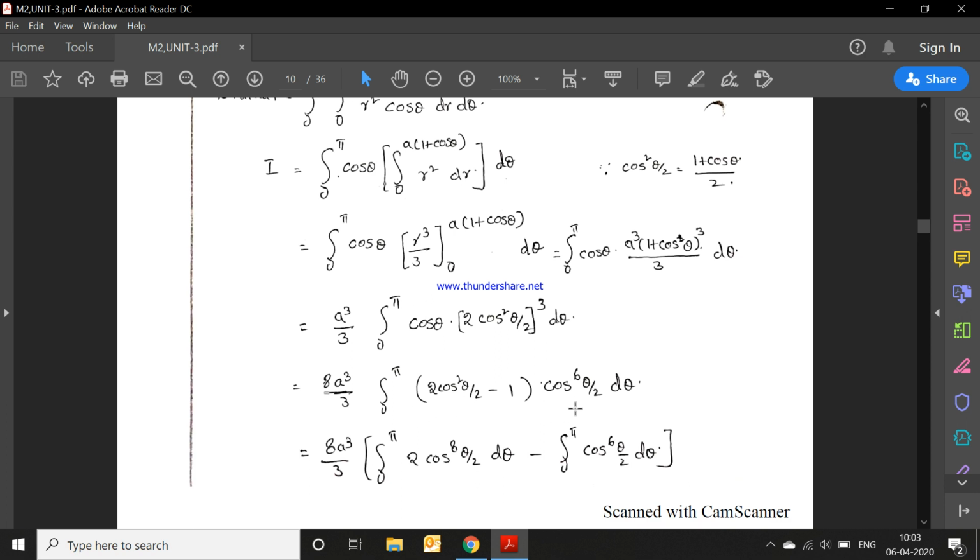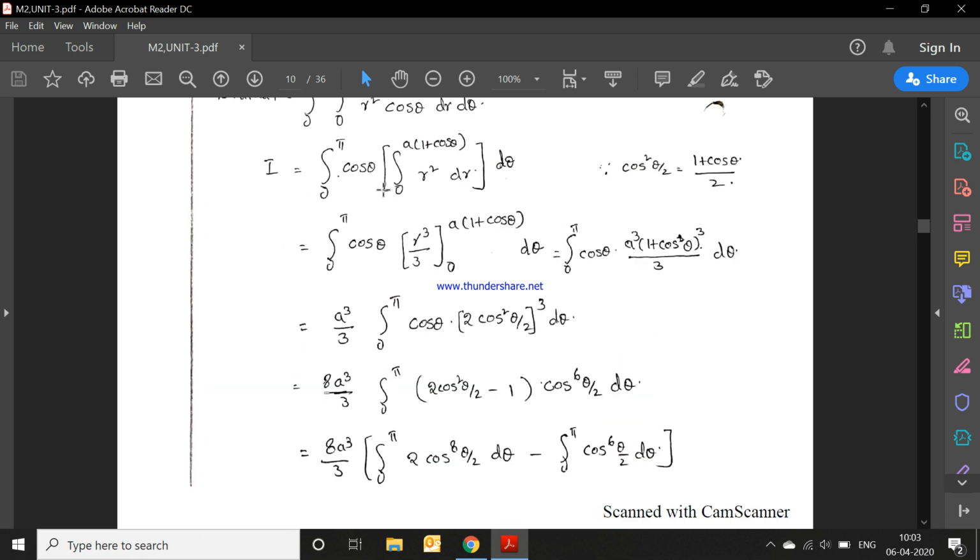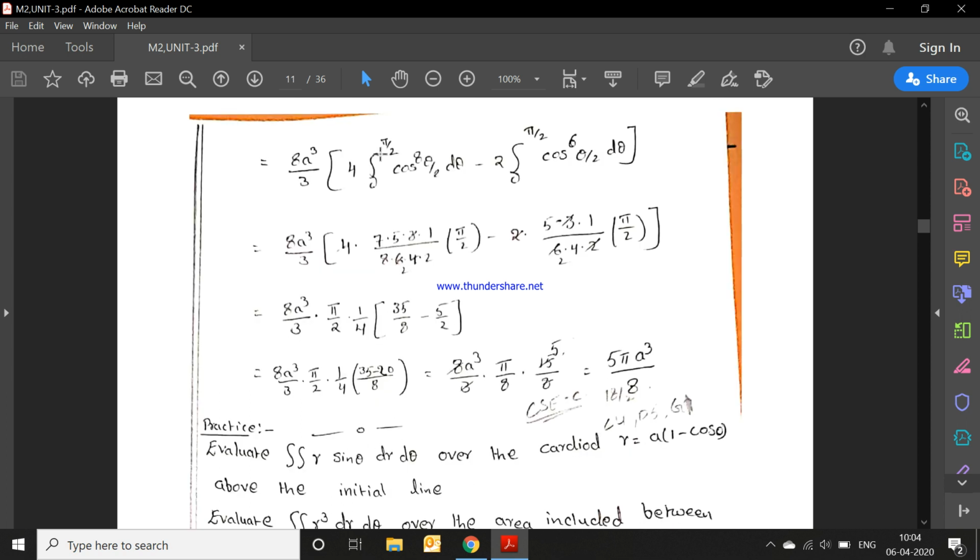I am separating it into 2 integration parts by using 2 terms. So 2 into cos square, cos power 6, gives 2 cos power 8 theta by 2 d theta minus 1 into cos power 6 theta by 2 d theta. Limits are 0 to pi. Now I am changing the limits 0 to pi to 0 to pi by 2 by multiplying with 2. Already 2 is there. So that is 4 integral 0 to pi by 2 cos power 8 theta by 2 d theta minus 2 integral 0 to pi by 2 cos power 6 theta by 2 d theta.